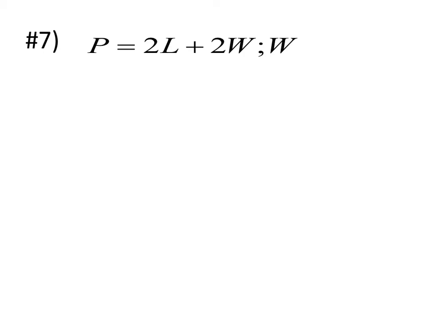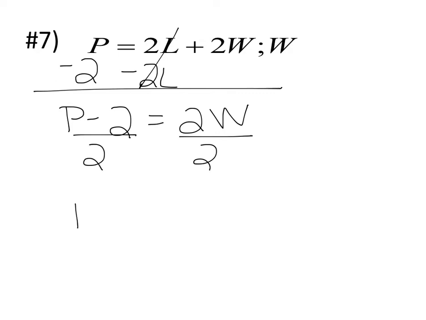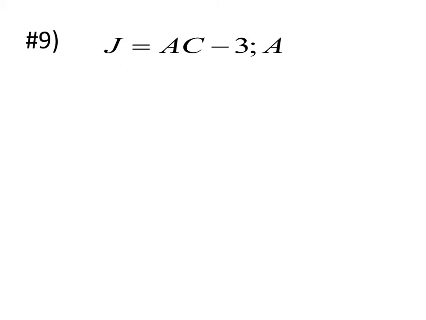Okay, then I want you here to solve for w. So same thing, we're going to subtract 2l from both sides, leaving me p minus 2l is equal to 2w. Then you're going to divide both sides by 2, and you get p minus 2l over 2 is equal to w.